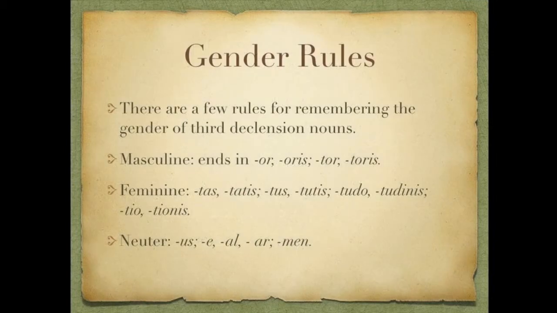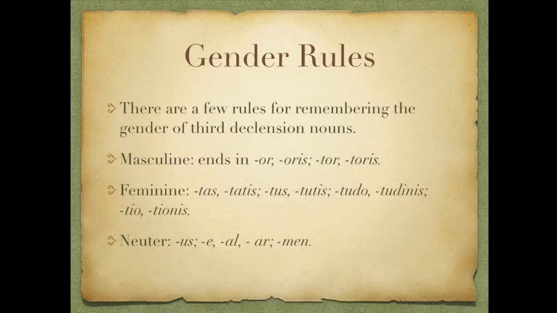So with third declension nouns, you might have noticed that it can be all three genders. It can be masculine, it can be feminine, or it could be neuter. So how do we keep that straight in our heads? How do we remember which nouns are which gender? As always, the best way is to memorize the gender along with the noun as you're learning your vocabulary. But there are a few hints that are almost always true, with very few exceptions.